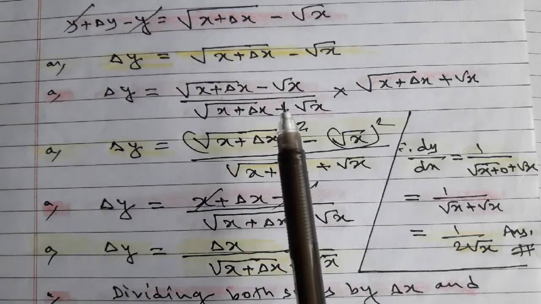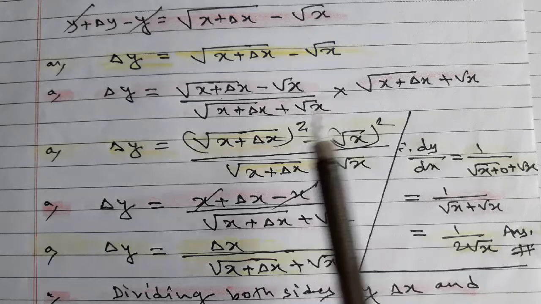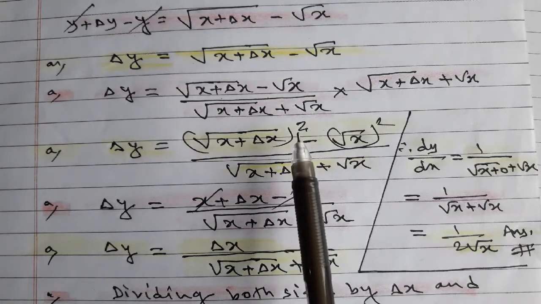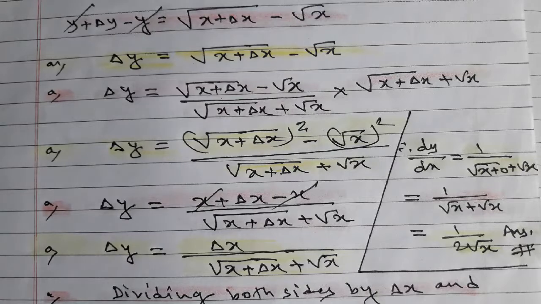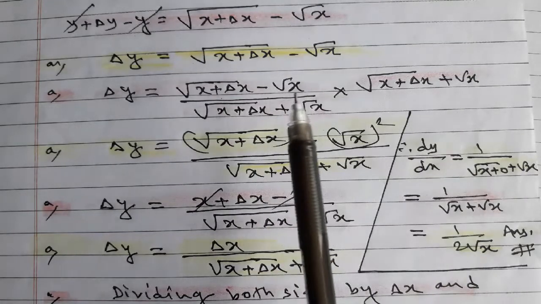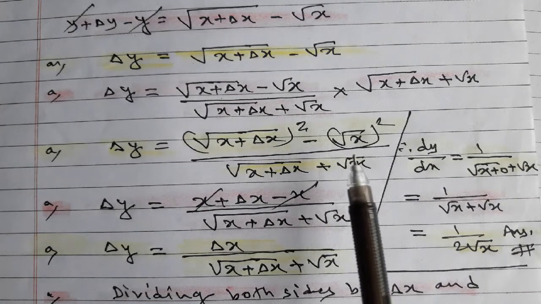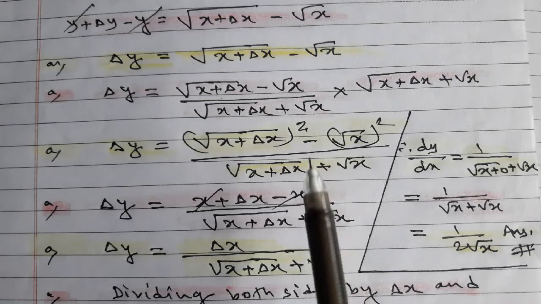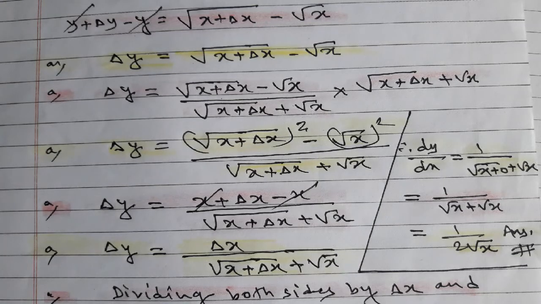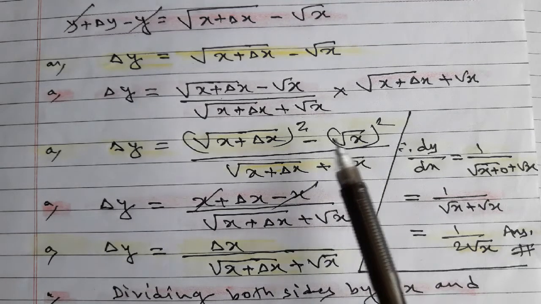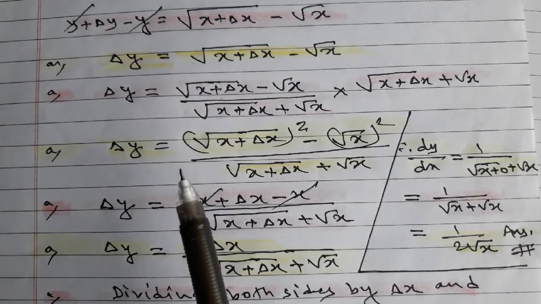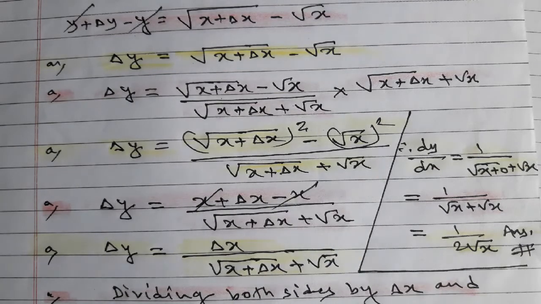So root x plus delta x minus root x into root x plus delta x plus root x, we can write as root x plus delta x whole square minus root x whole square. The terms of the denominator we keep as they are. So delta y is equal to, square and root will cancel, so we get x plus delta x minus x upon root x plus delta x plus root x.